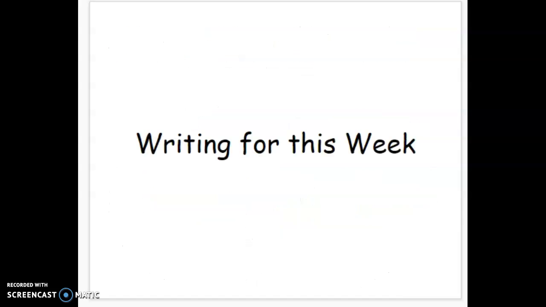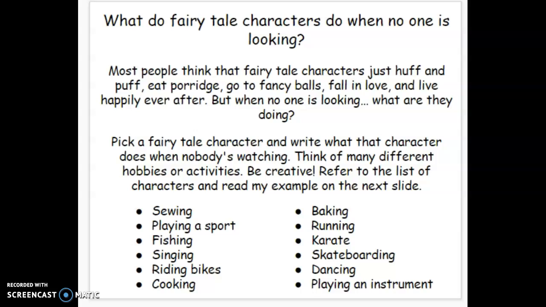I'm going to talk about writing for this week. What do fairy tale characters do when no one is looking? Most people think that fairy tale characters huff and puff, eat porridge, go to fancy balls, fall in love, live happily ever after. But when no one is looking, what are they doing? You are going to pick a fairy tale character and write what the character does when nobody's watching. Think of many different hobbies or activities and be creative. Refer to the list of characters and read my example on the next slide.